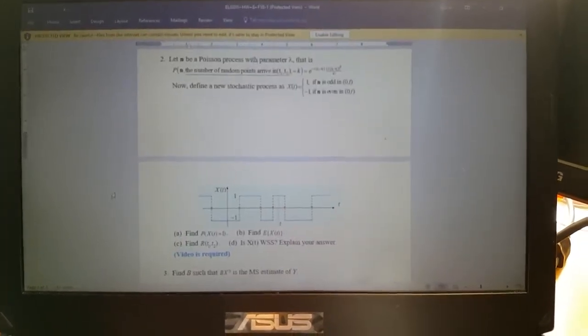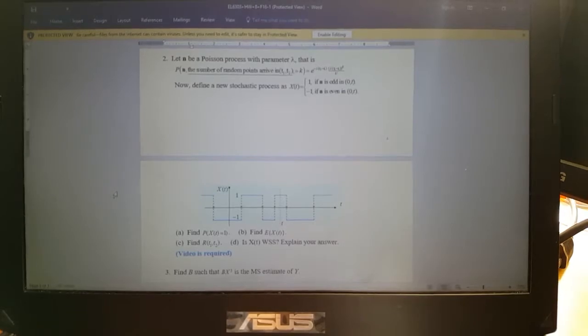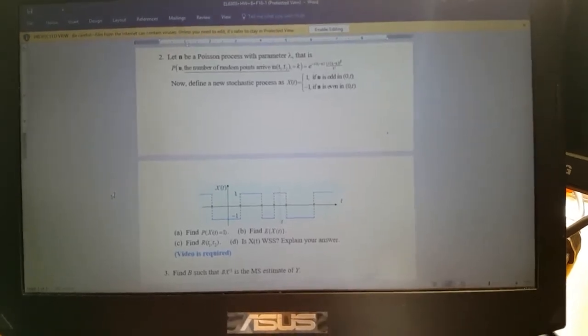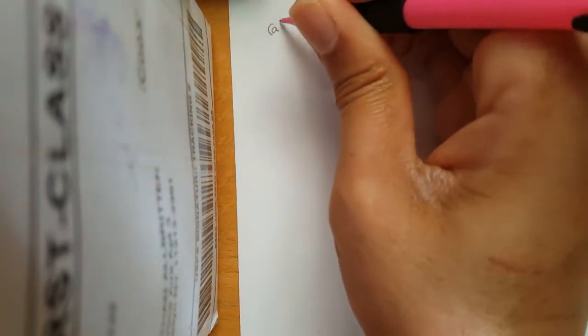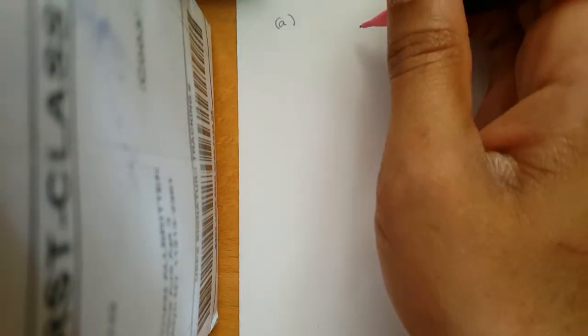We're going to be finding A, B, C, and D. Okay, so I don't have to redraw what this question is asking for. Alright, so let's find A, which is asking for the probability that x of t is equal to 1.